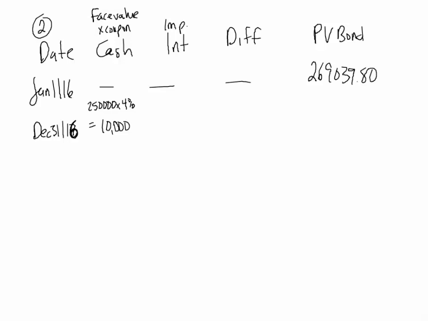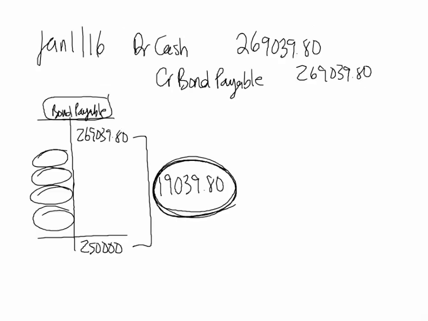What are your thoughts? The present value is higher. It absolutely is. The amount they paid is higher. Let's go back to the amount they paid for a moment. They paid $19,039 more for the bond than its face value.